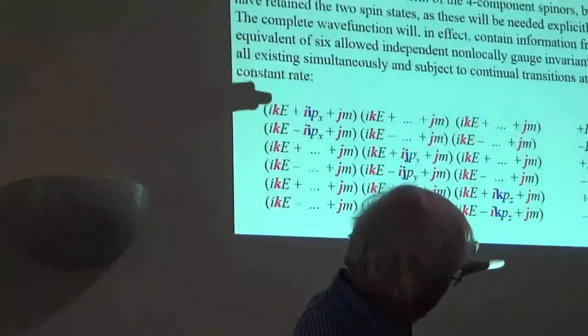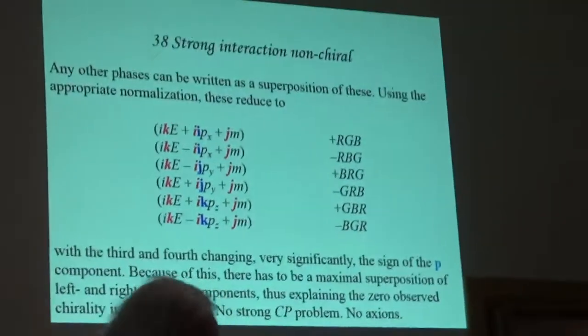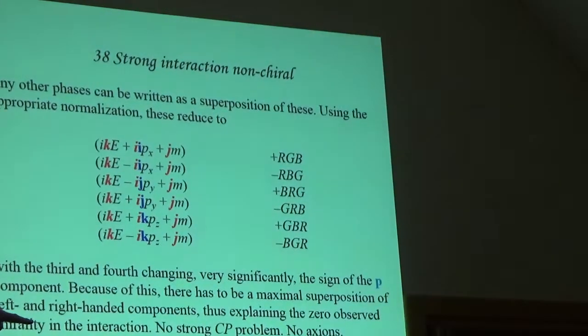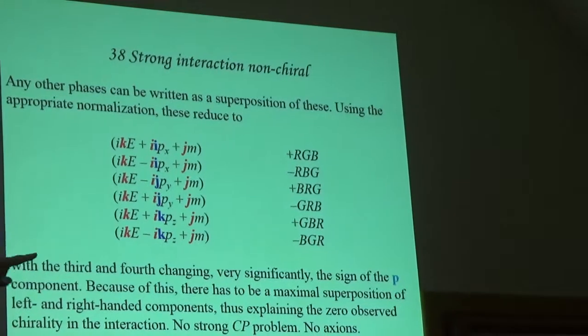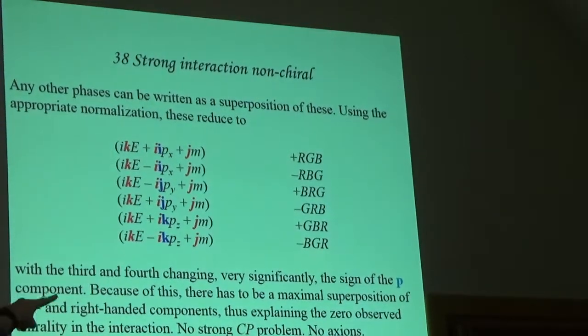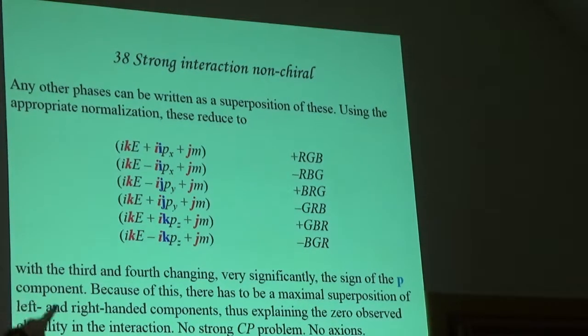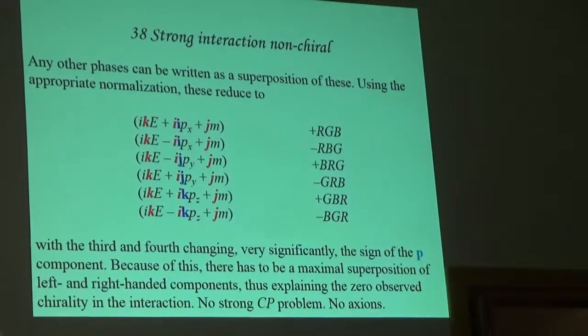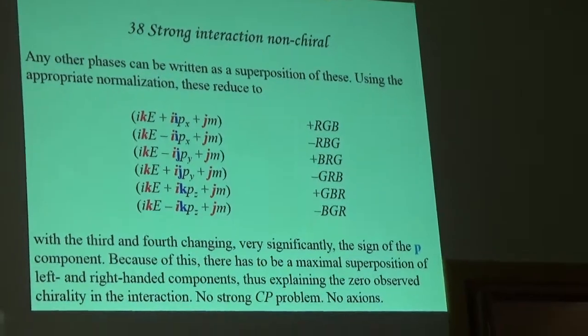And that's got the same structure as the color mechanism. What's interesting is that the second one switches sign, but you've still got all six phases because of the algebra. The second one switches sign, the P switches sign. But if you've still got all the positive and negative phases, then you still get the symmetry. And because you've got two signs of P, you've got to have a maximal superposition of left and right-handed, which explains the zero chirality of the interaction: no strong CP problem, no axions.